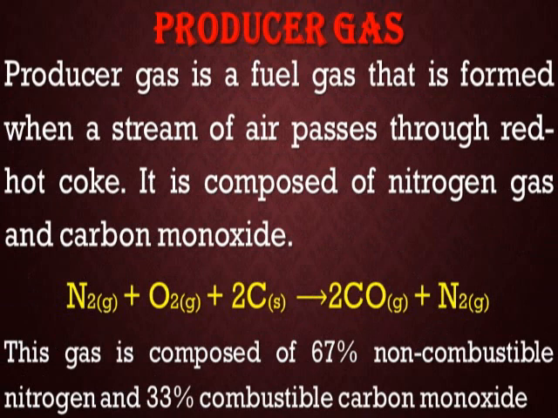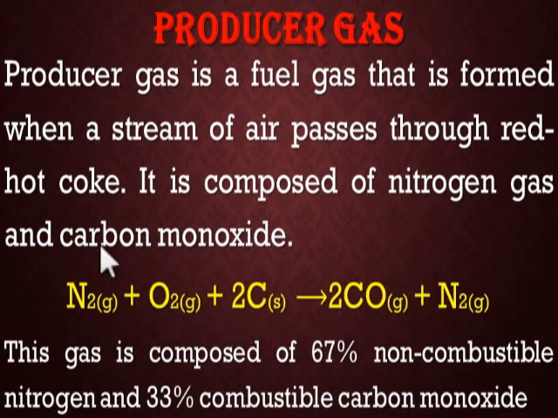Producer gas. Producer gas is a fuel gas that is formed when a stream of air passes through red hot coke. It is composed of nitrogen gas and carbon monoxide. As this equation illustrates, you can see N2 gas, that is nitrogen gas, combining with oxygen gas.